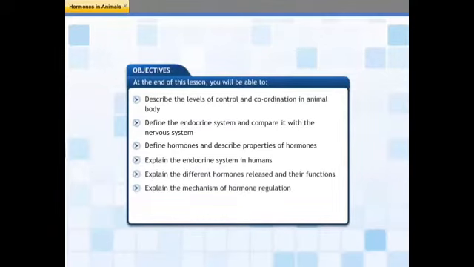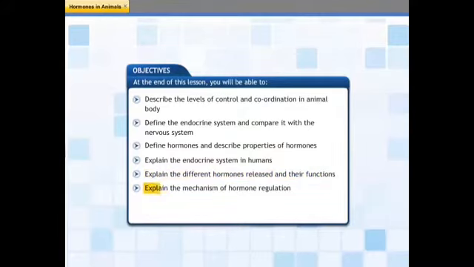By the end of this discussion we will be able to understand the levels of control and coordination in the animal body. We will be able to define the endocrine system and compare it with the nervous system. We'll deal with the various hormones and describe their properties, explain the endocrine system in humans, the different hormones released and their typical functions, and the mechanisms of hormone regulation. So this entire session deals with the hormones in animals.